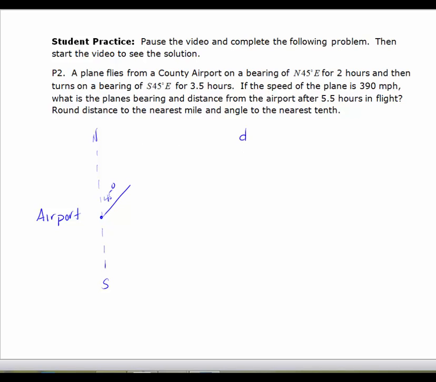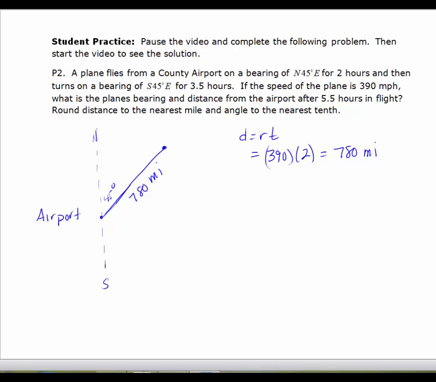I know that distance equals rate times time. So distance is going to equal, for the first part, for 2 hours, the rate is 390, the time is 2, so it's going to be 780 miles. So I will draw my line segment, and this will represent 780 miles.